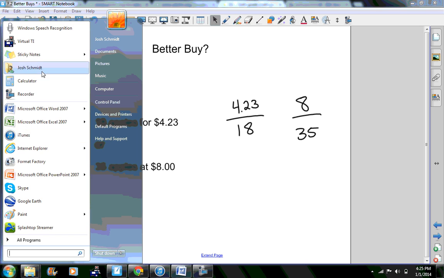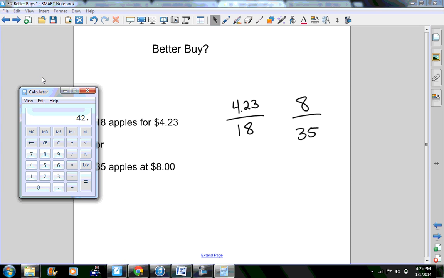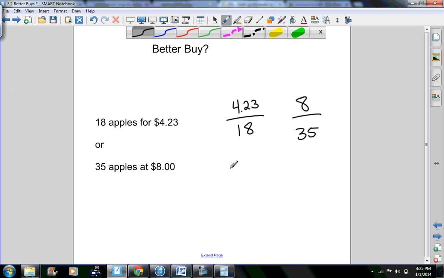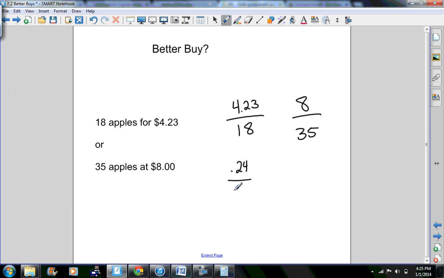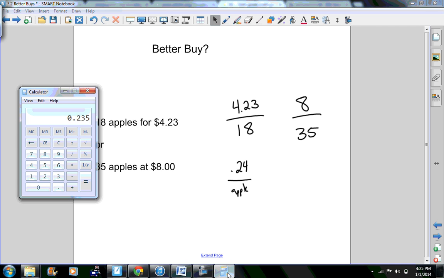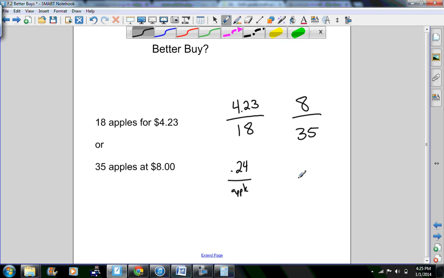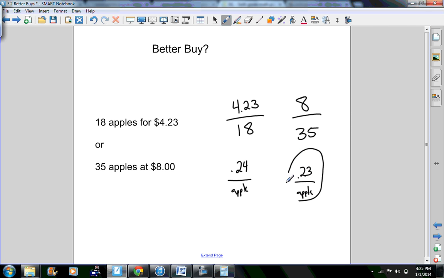So 423 divided by 18 is 24 cents per apple. And 8 divided by 35 is 23 cents per apple. Therefore, this one is cheaper, and this one is cheaper. All right, that's how every better buy example is going to work out.